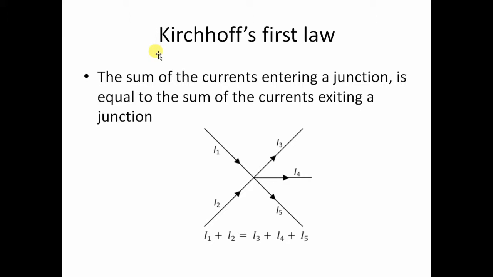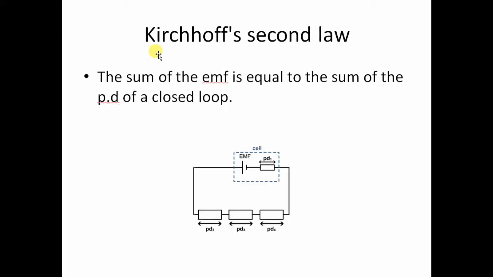Kirchhoff then had a second law, one less than Newton. He was a bit of a slacker, but Kirchhoff stated that the sum of the EMF of a cell is equal to the sum of the PD, potential differences, of a closed loop. So let's say here, we take the potential difference of the internal resistance and we take the potential difference of each of the external resistors, and if we sum them together, we get the EMF.